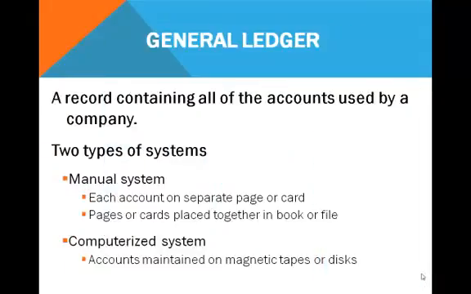Now let's talk briefly about the general ledger. It contains all of the accounts, so it'll show balances. You can total up the balances for all the accounts. It could be a manual system where each account is on a separate page or a separate card and they're all placed together in a book or a file. Or it can be a computerized system that's maintained on magnetic tapes.